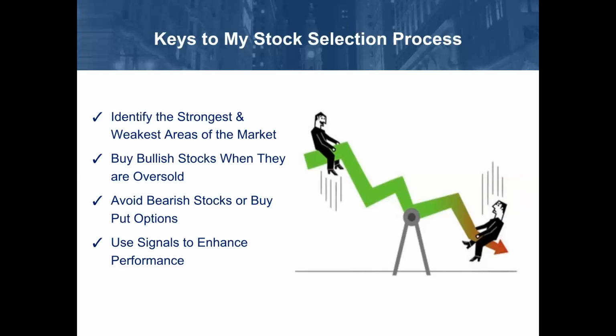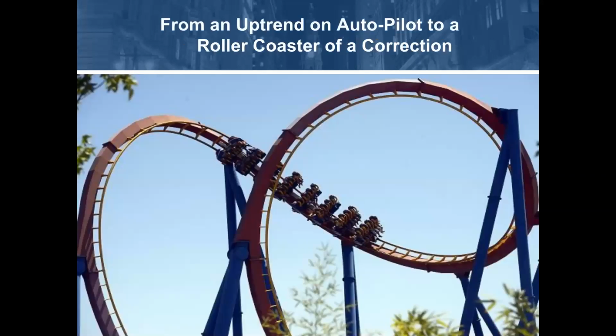We want to avoid the bearish stocks in the weakest parts of the market, or potentially look at buying put options on those stocks to play for the downside when those stocks become overbought. And then we use our proprietary signals to enhance performance by helping us time our entries and our exits. So really this year, we've gone from what, in 2017, we like to call an uptrend on autopilot.